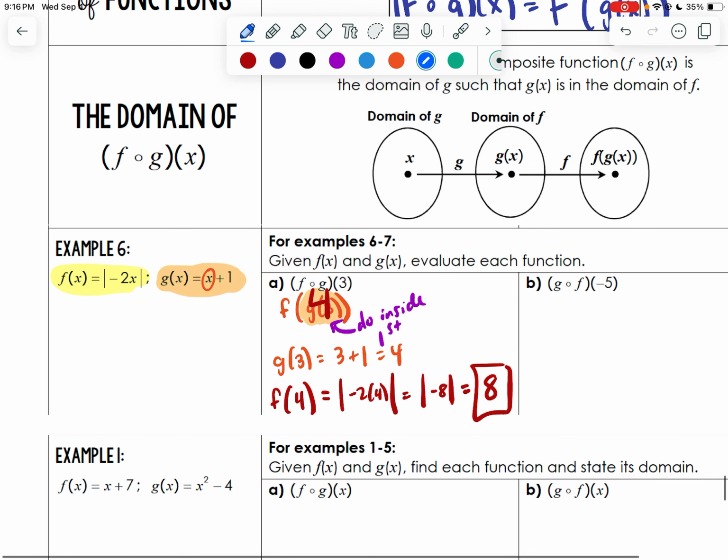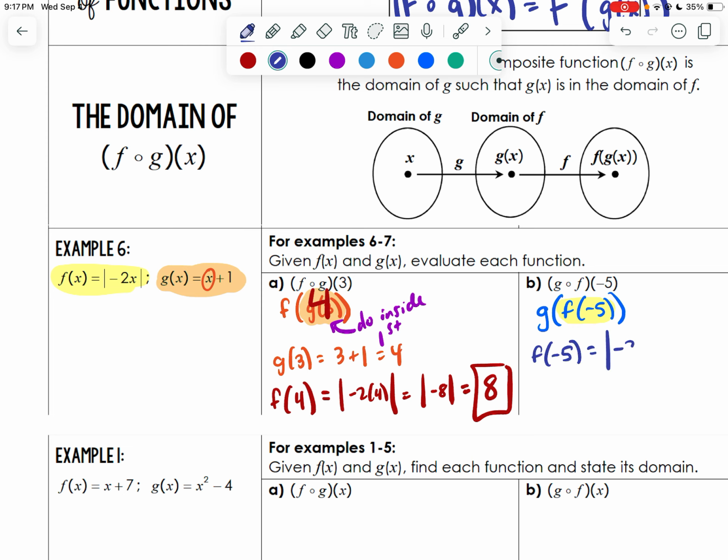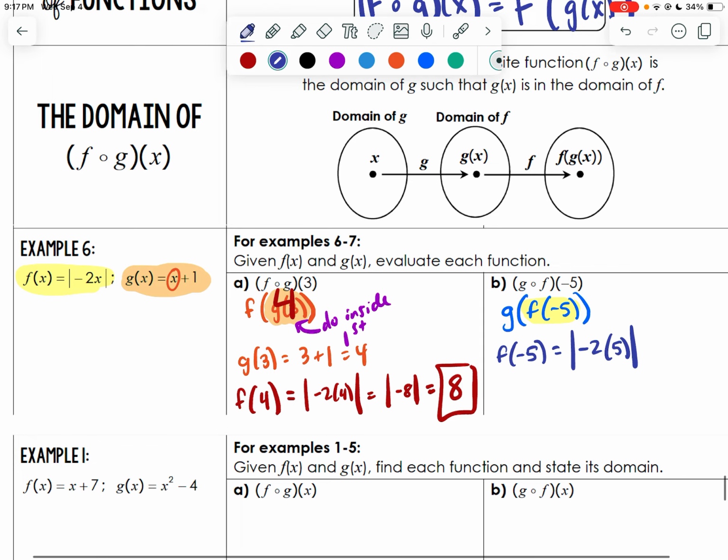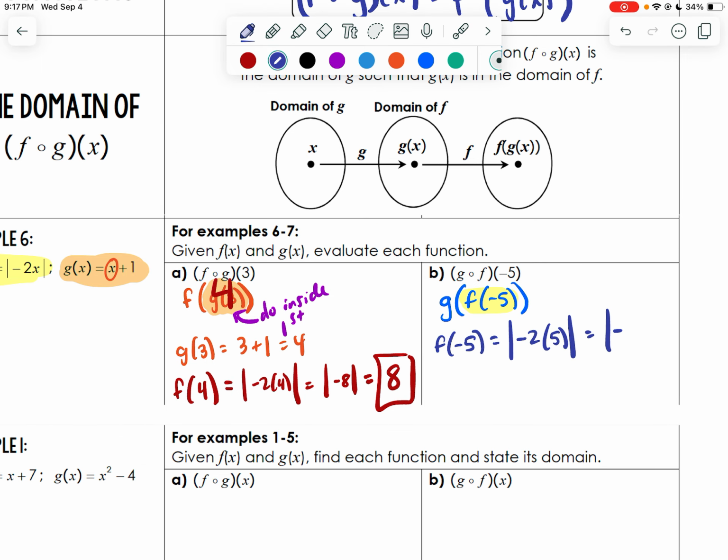All right, so let's check that one. So just in terms of rewriting this, outside number stays on the outside, or outside letter stays on the outside. So that's g of f of negative 5. So we want to do the inside function first. So we want to find f of negative 5. So that f function is the absolute value function. So this is absolute value of negative 10, which is just 10. But that's just the inside function. So now we want to find g of 10.